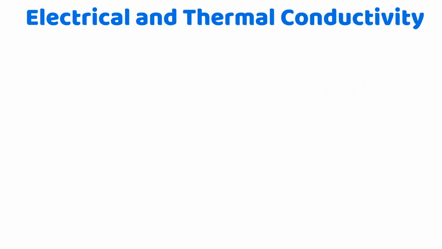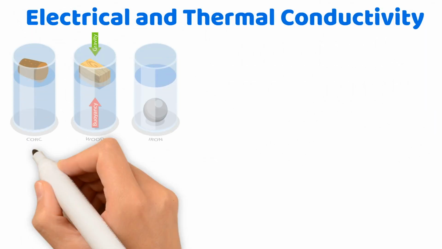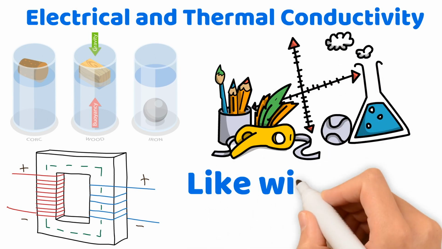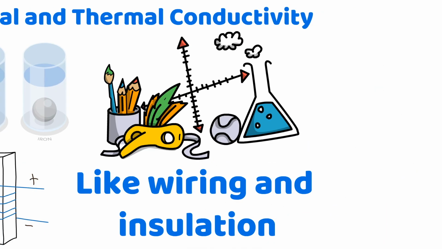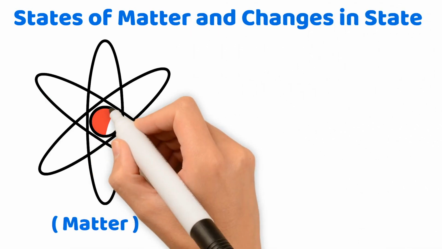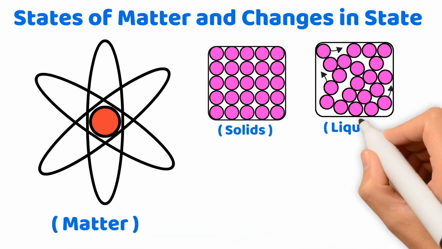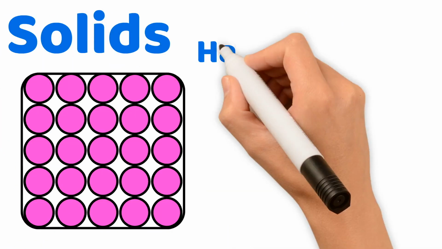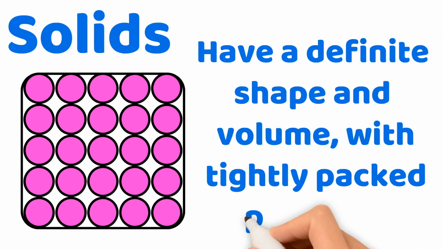These properties define how well a material can conduct electricity or heat, influencing the use of materials in various applications like wiring and insulation. States of matter and changes in state. Matter exists in 3 primary states: solids, liquids, and gases, each with unique properties. Solids have a definite shape and volume, with tightly packed particles.